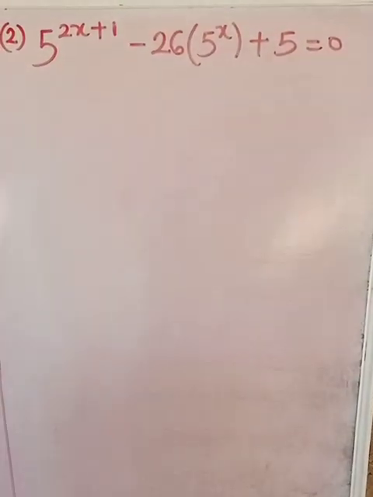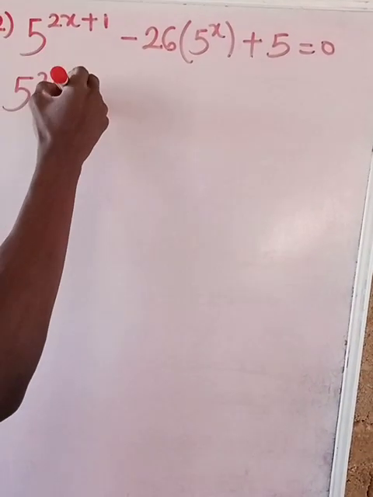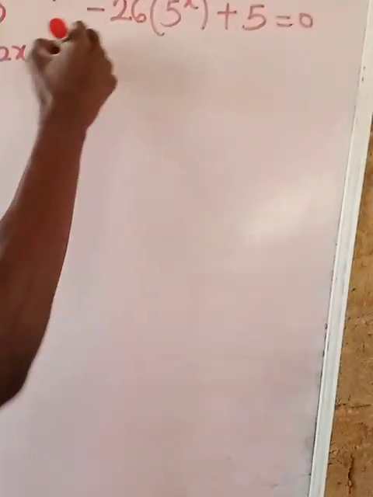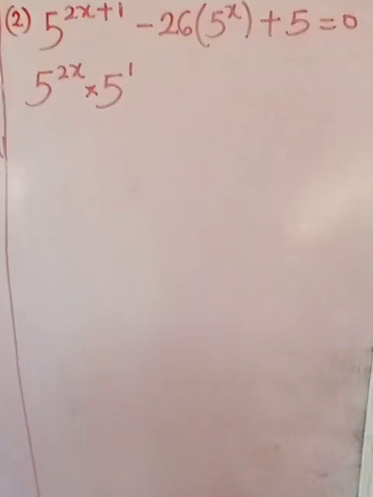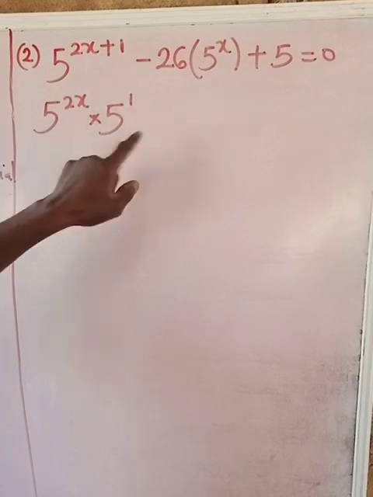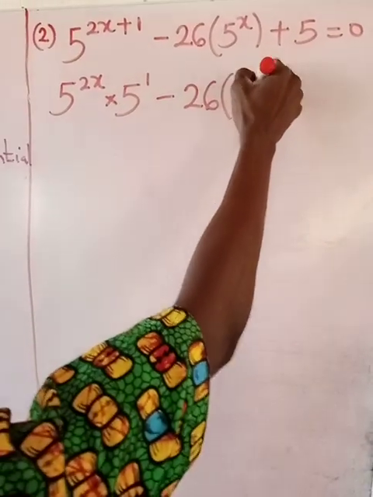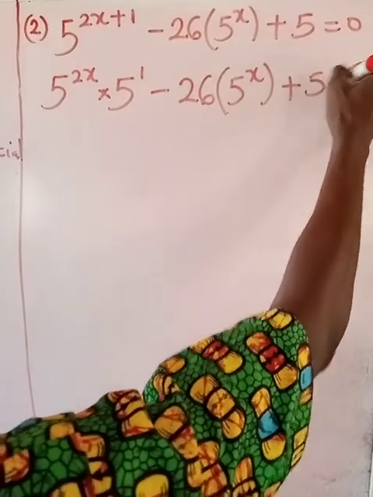If you have mastered the laws of indices, you can change this to 5 raised to power 2x multiplied by 5 raised to power 1. Let me put multiplication here. So this one will be changed to this. Indices, now you have a common base, it turns to addition. I hope that is clear. Minus 26 bracket 5 raised to power x plus 5 equals 0.